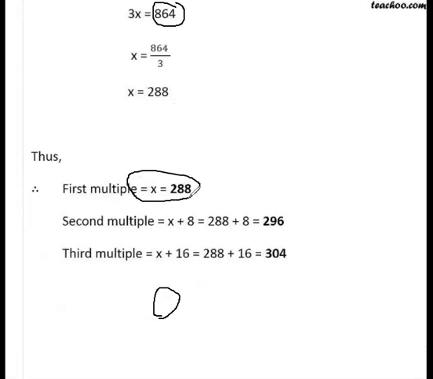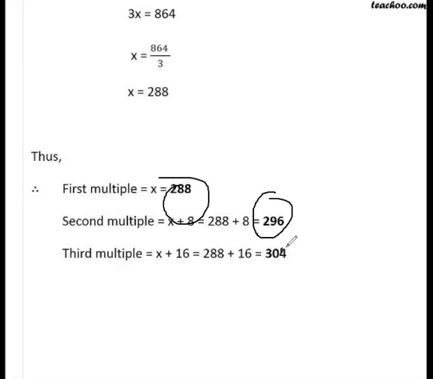The first multiple is 288, and x plus 8 is the second. So x is 288, and 288 plus 8 is equal to 296. So the second multiple is 296. Then x plus 16, 288 plus 16 is equal to 304. So you have the third multiple. So 288, 296 and 304 are the three multiples.